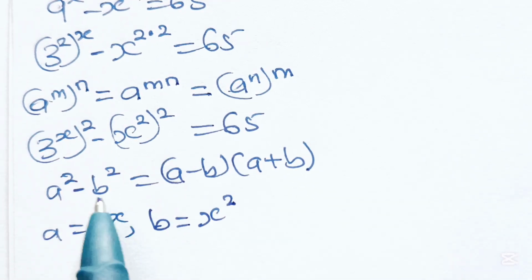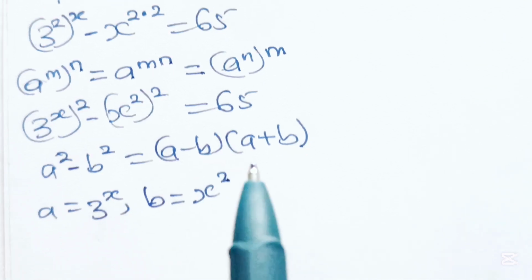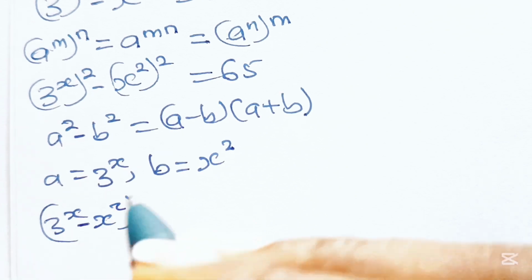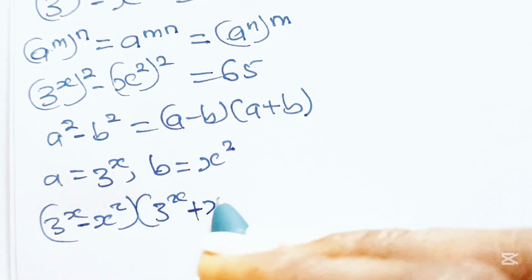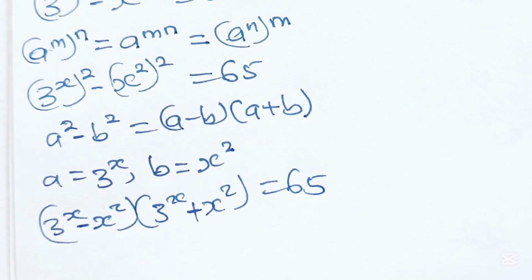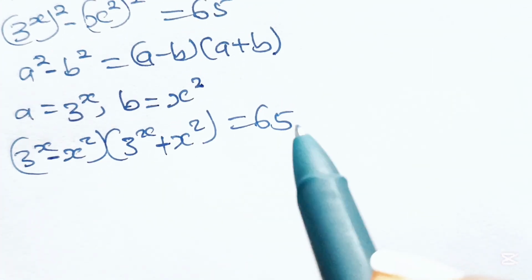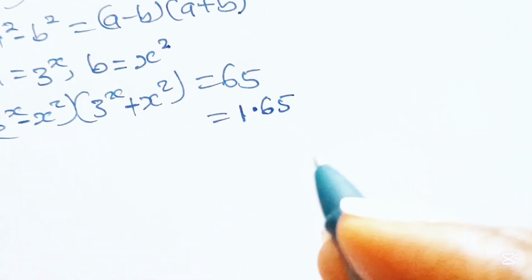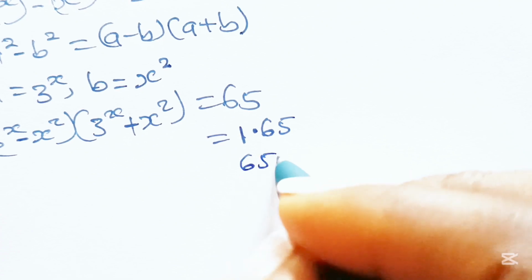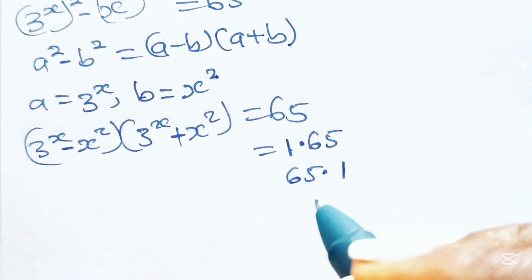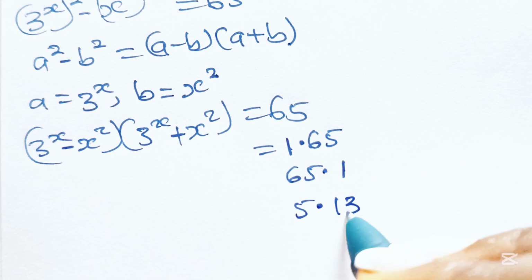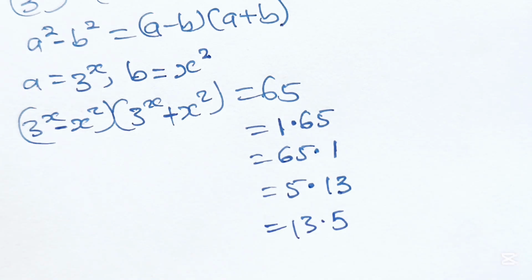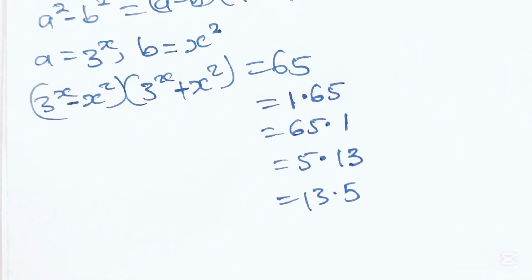So if we should express this in this form, that means we are going to have 3 to the power of x minus x squared multiplied by 3 to the power of x plus x squared is equal to 65. Now, there are several ways we can express 65. 65 is the same thing as 1 multiplied by 65. It's also the same thing as 65 multiplied by 1. It's also the same thing as 5 multiplied by 13. It's also the same thing as 13 multiplied by 5. Okay, now these are the possible ways we can express 65.